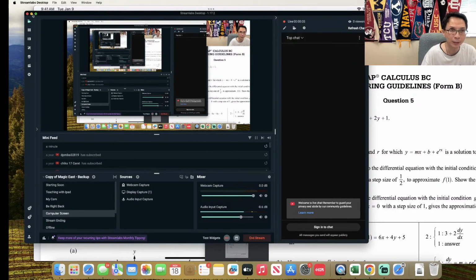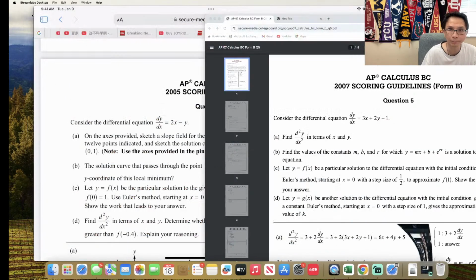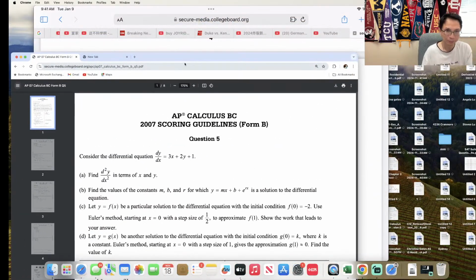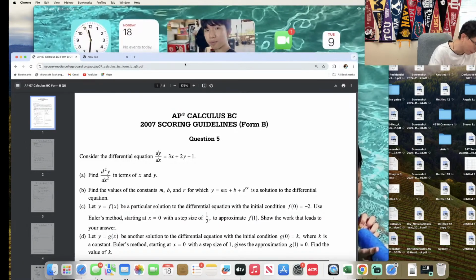This method is kind of important. So we're going to look at these questions here. They say let f, they have a dy dx, which is the slope. Well, actually, I should talk about slope field first. Let me talk about slope field first.